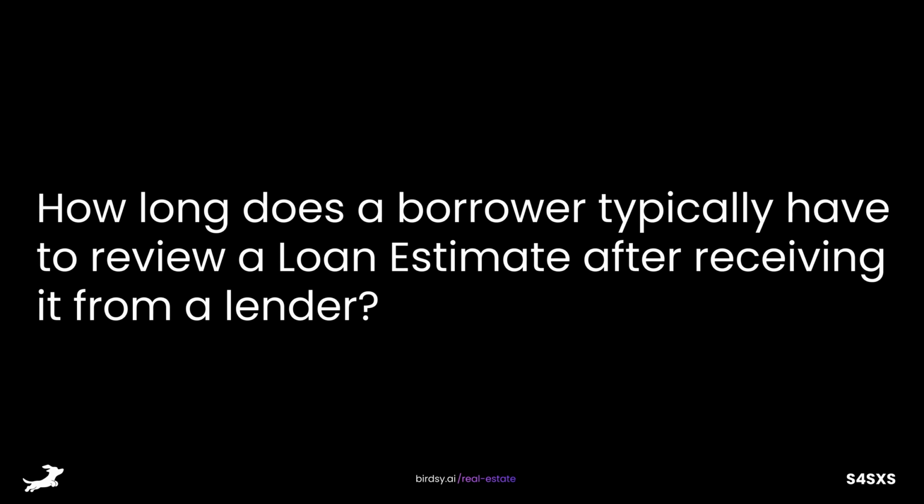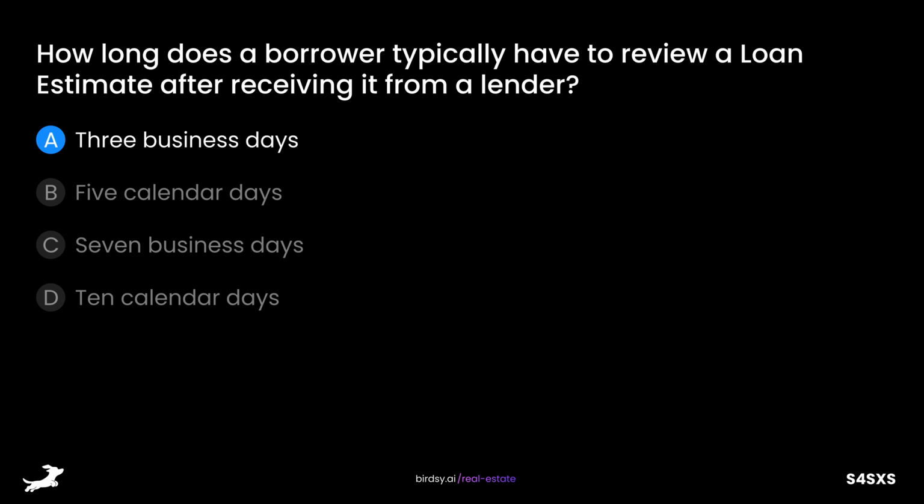How long does a borrower typically have to review a loan estimate after receiving it from a lender? Is it A, 3 business days, B, 5 calendar days, C, 7 business days, or D, 10 calendar days? The answer is A, 3 business days.